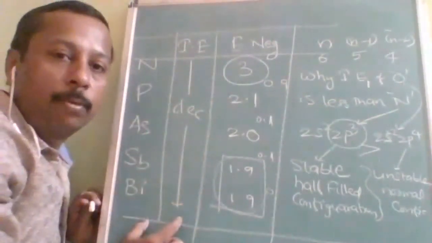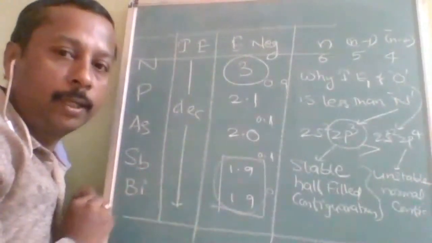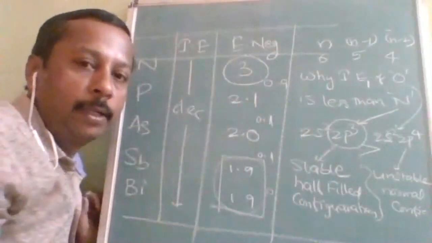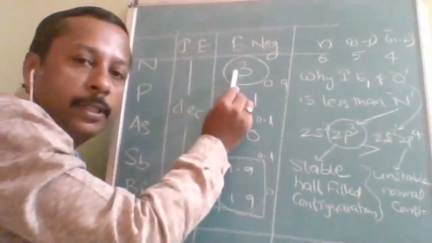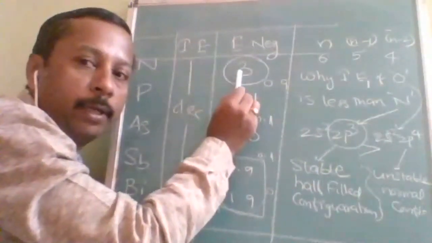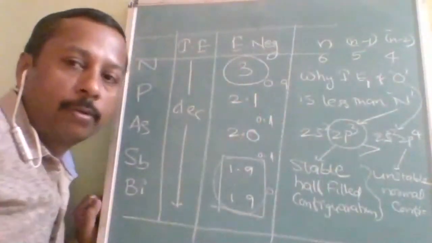Ionization energy decreases down the group. That is not important. What is important? This is important. And in electronegativity, what are the important things? Which is more electronegative and what is its value? Nitrogen is more electronegative and it is the third most electronegative.